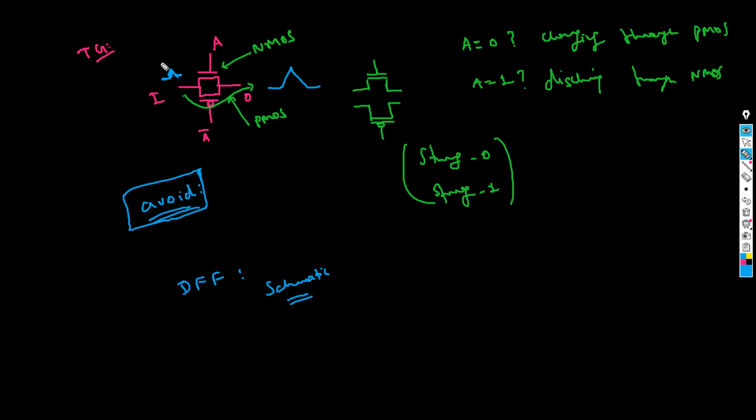Okay, so then the next family is something that we call a CMOS. Before I go there, CMOS, so any questions on pass transistors and then transmission gates?